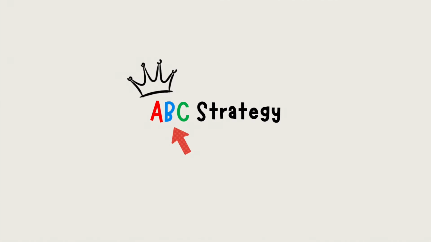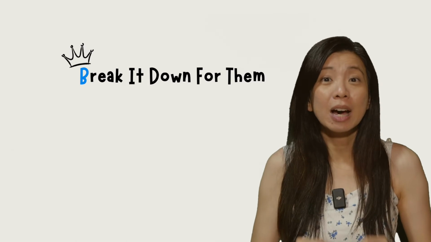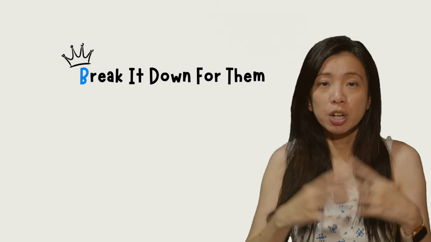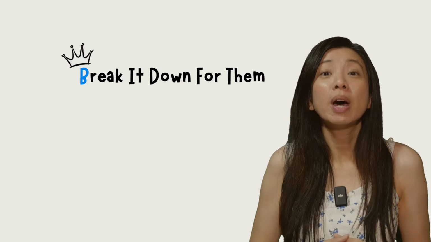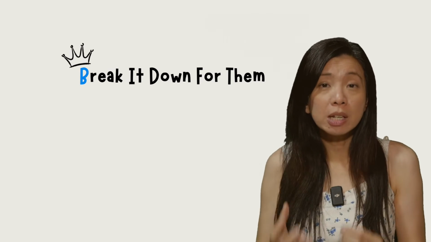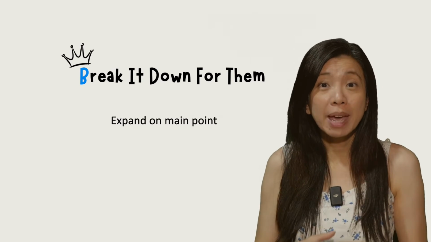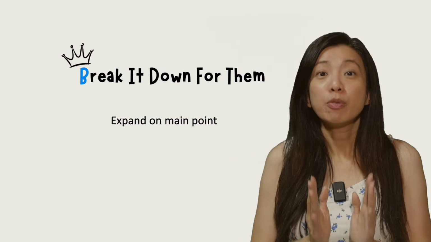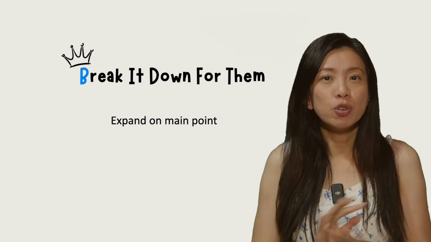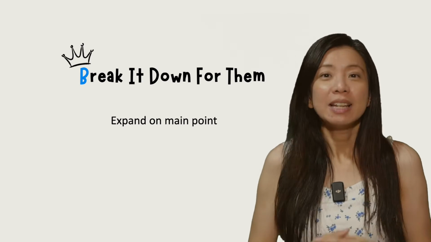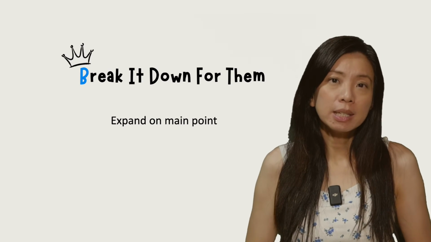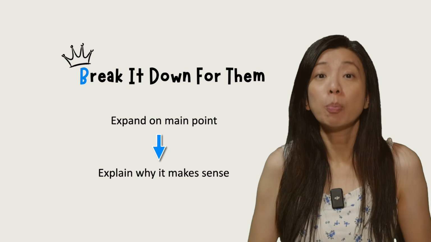Let's move on to B, which is to break it down for them. So now that we've generated some ideas and thought about what our readers want to know or maybe need to know, we are going to now take our main point and expand on it step by step. Remember, they are aliens and they have no knowledge of the topic at all. Now, to keep things simple, you should basically be explaining why your point makes sense.